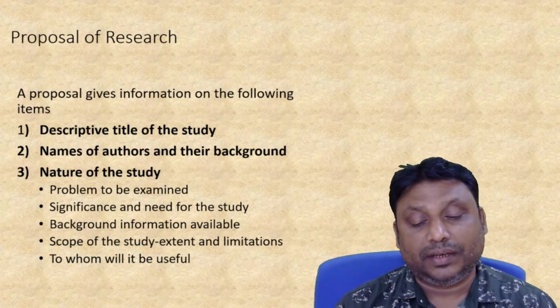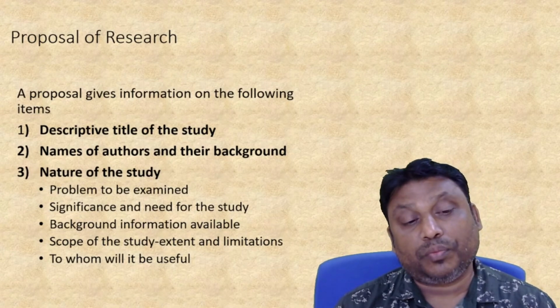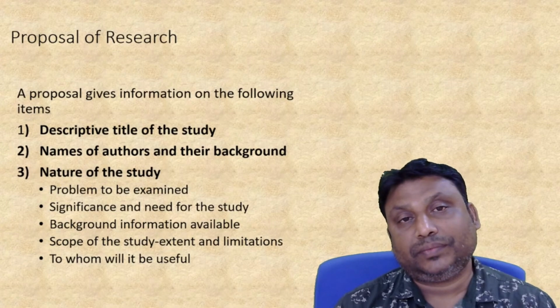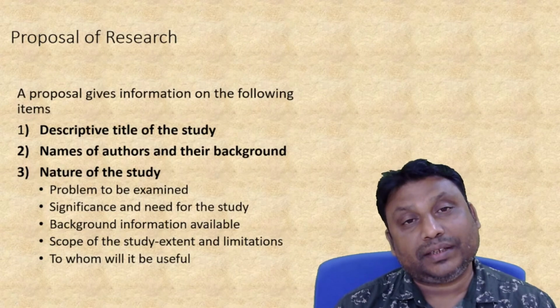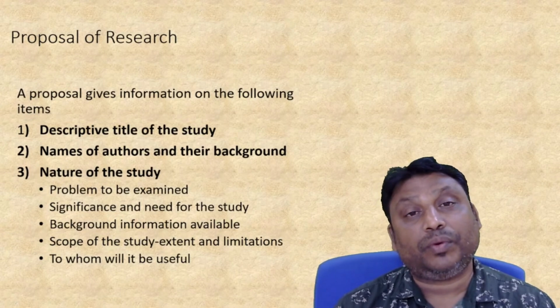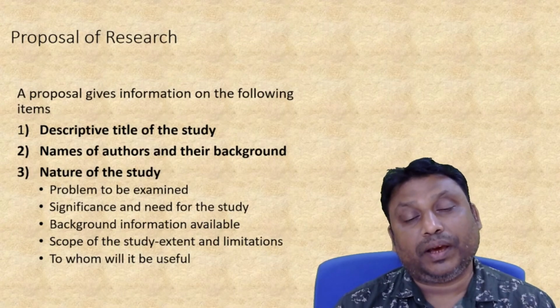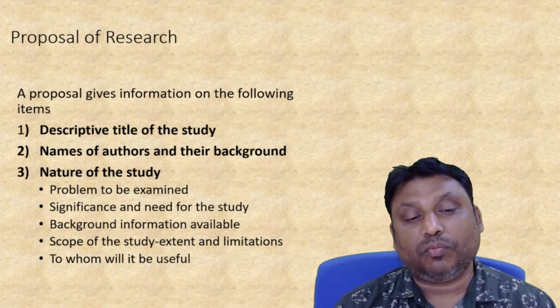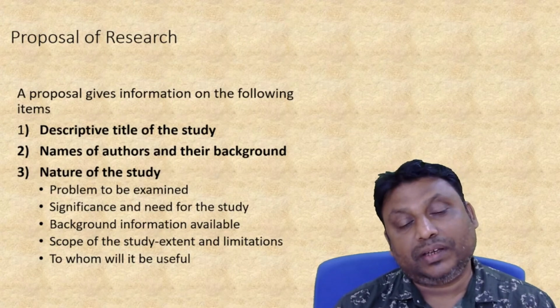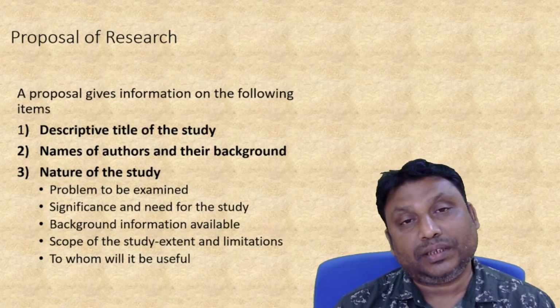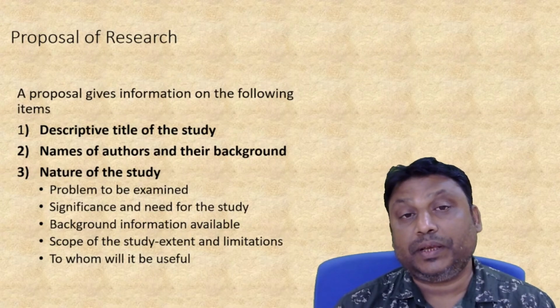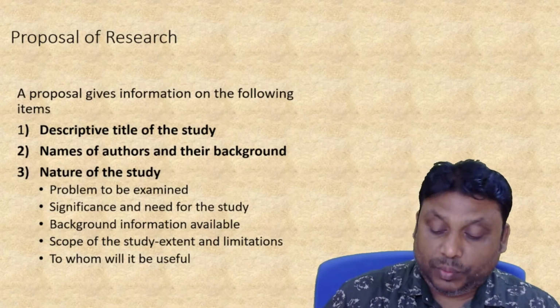The first one is identification of the problem, or the problem to be examined. Without problem identification, the study is not correct. Then after that, what comes? The significance of the study, background information of the study, scope of the study, limitations of the study, and you have to find out to whom it will be useful. So this is very important when you prepare the proposal.